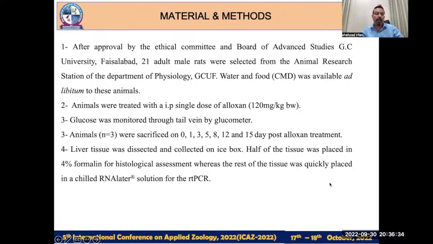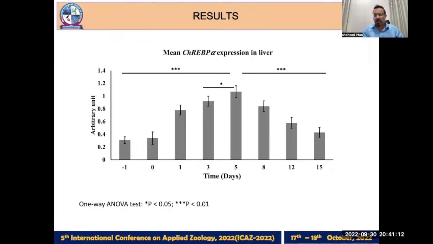A total number of 3 animals were sacrificed on each of these days. After the sacrifice, the liver tissue was dissected and collected. Half of the tissue was placed in 4% formalin for histological assessment, whereas the rest of the tissue was placed in a chilled RNAlater solution for the RT-PCR expression.